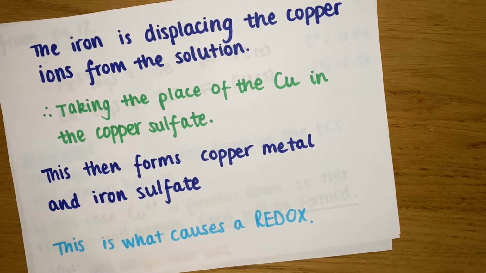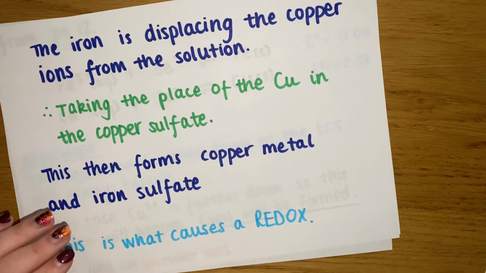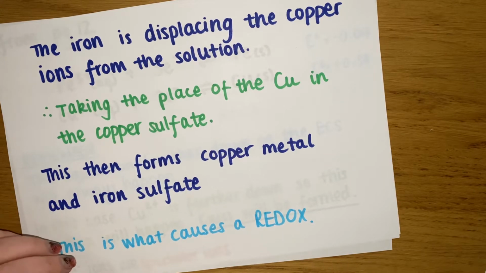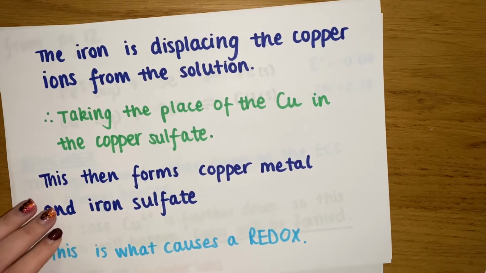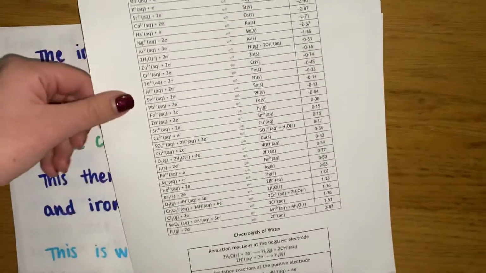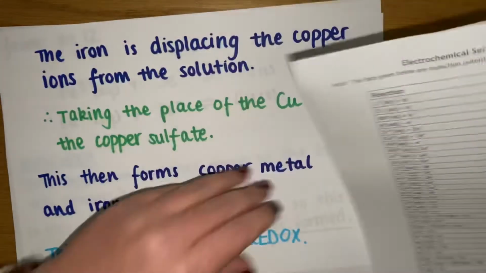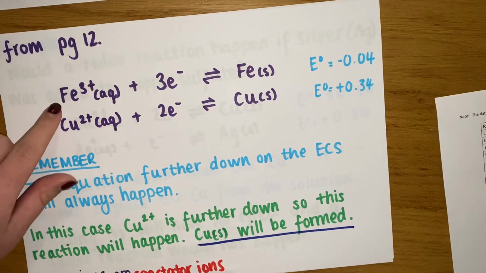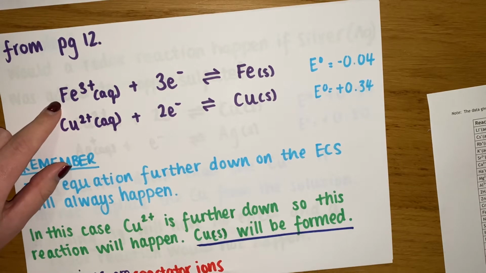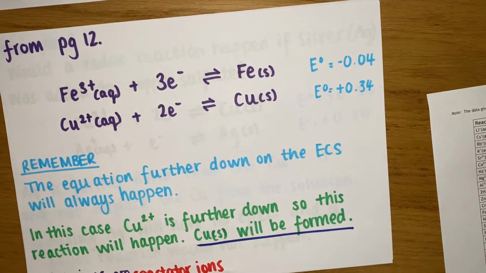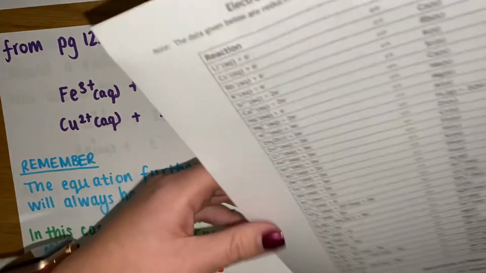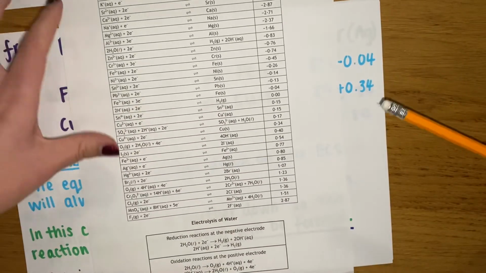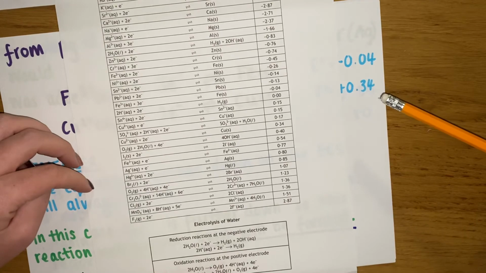With this topic you're going to be using page 12 in your data booklet quite a lot. You're going to be using your electrochemical series, and you should already be familiar with it from National 5. So when we're looking further into this, we have Fe3+ ions and Cu2+ ions. We have said that this is a redox reaction. From National 5, what you need to remember is the one further down will always happen.